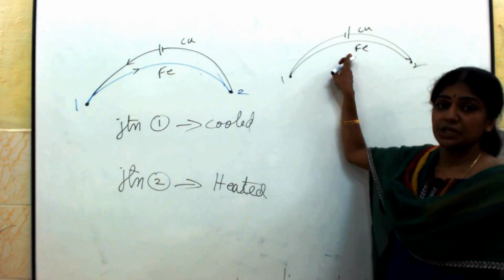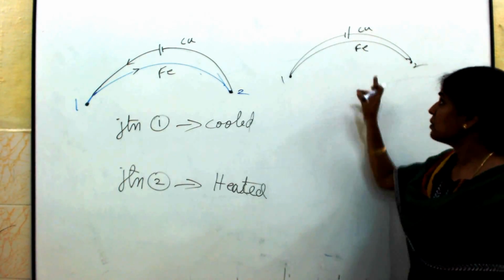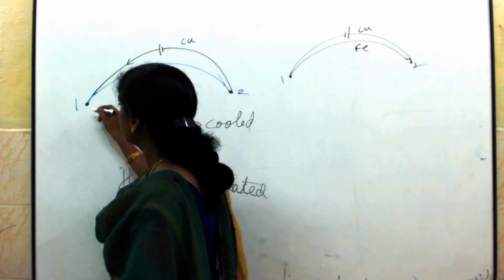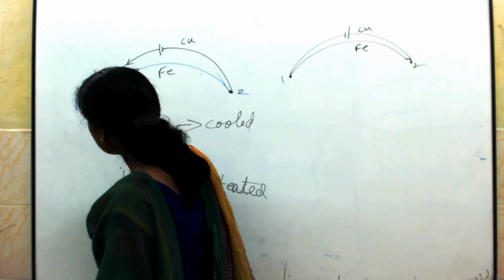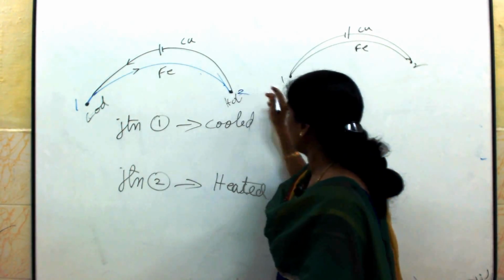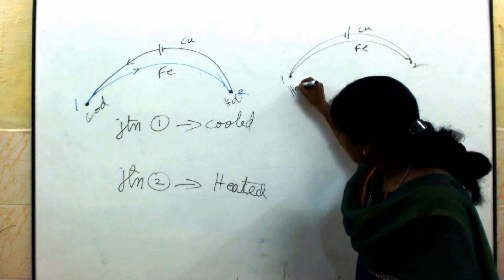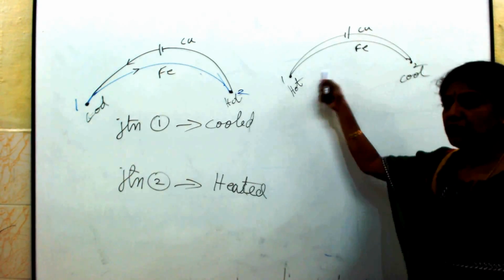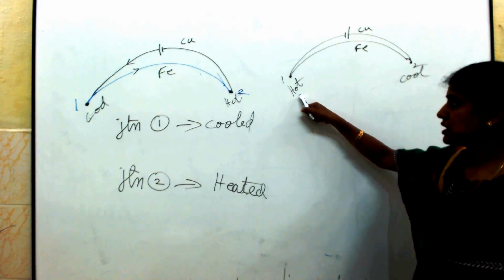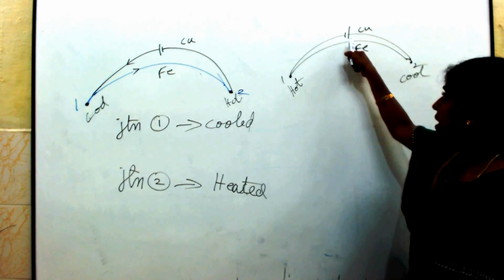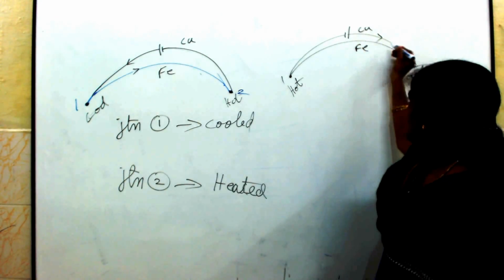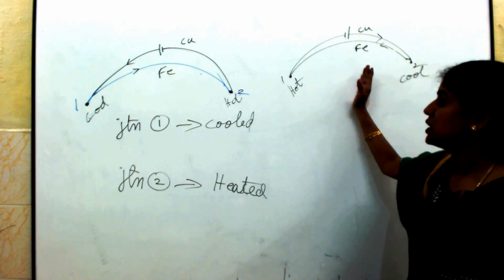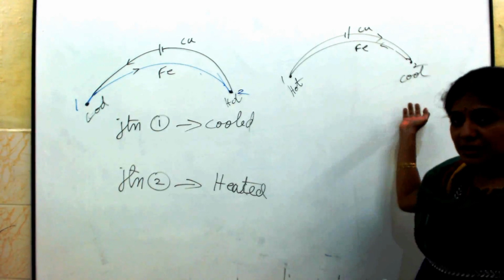Now, I am going to reverse the direction of the current for the same pair of metals. What happens if I reverse the direction of the current? In the first example, this junction 1 is at low temperature, this is cool. Here this is hot. Now I reverse the direction of the current. What happens? This junction will be hot and this junction will be cool. Why? Because here the heat will be liberated and here heat will be absorbed. So this junction will become hot and this junction will become cool when I reverse the direction of the current. So current flows from copper to iron, that is in the opposite direction. When I reverse the direction of the current, what happens to these two junctions? Here this also gets reversed.